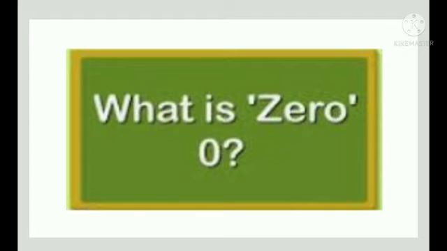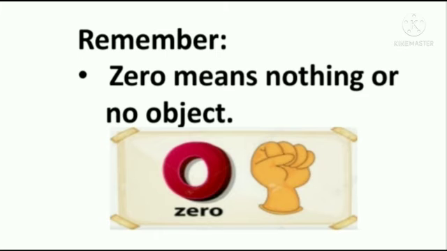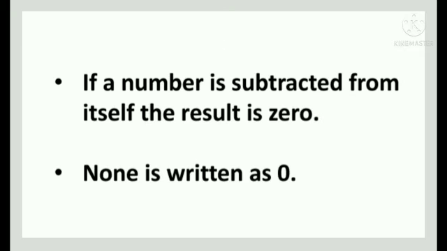What is 0? 0 means nothing or no object. If a number is subtracted from itself, the result is 0. None is written as 0.